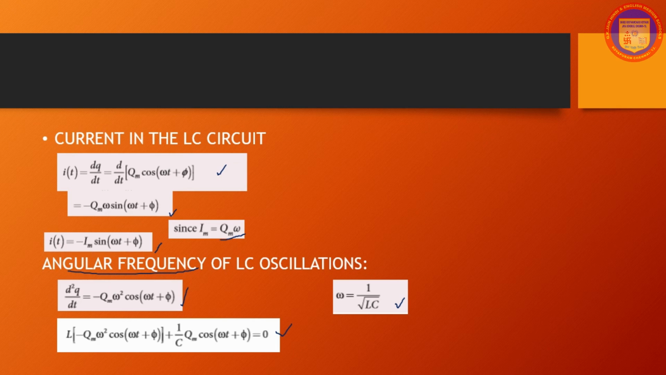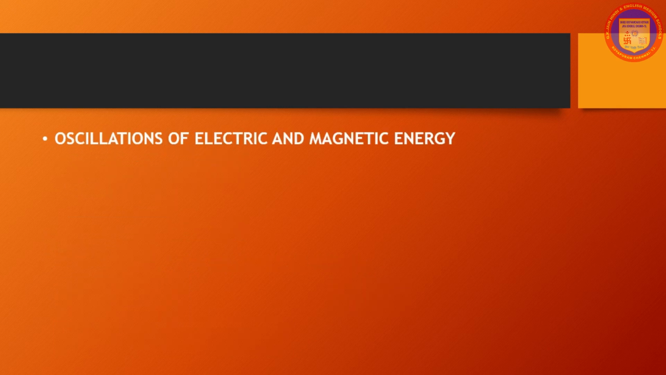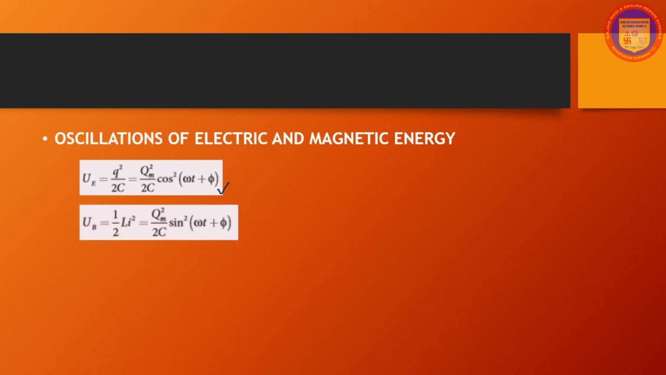Oscillations of electrical and magnetic energy. The electrical energy of the LC oscillator is given by UE is equal to Q square by 2C. Substituting for Q, you will get Qm square cos square(omega t plus phi) divided by 2C. The magnetic energy is UB equal to half L i square. So substituting for i, we will get it as Qm square sin square(omega t plus phi) divided by 2C.